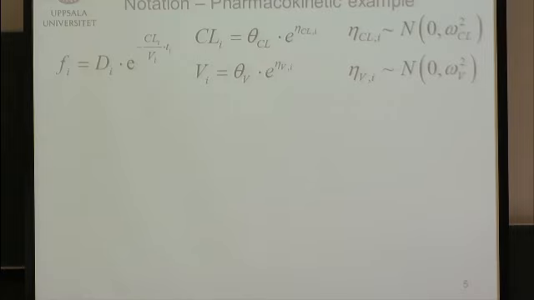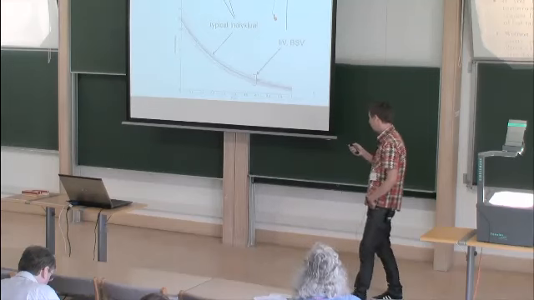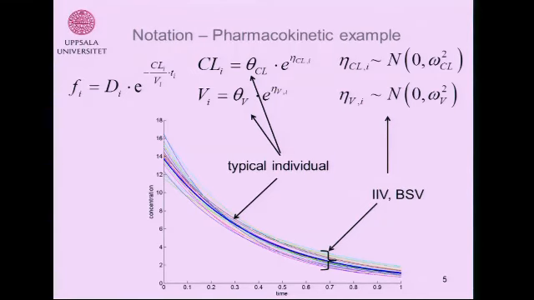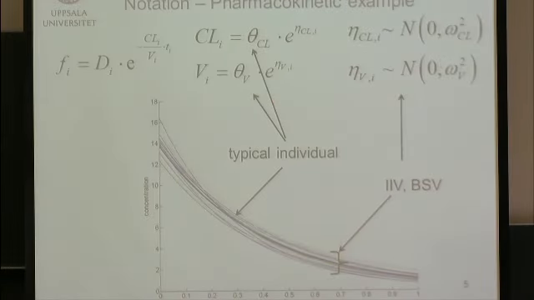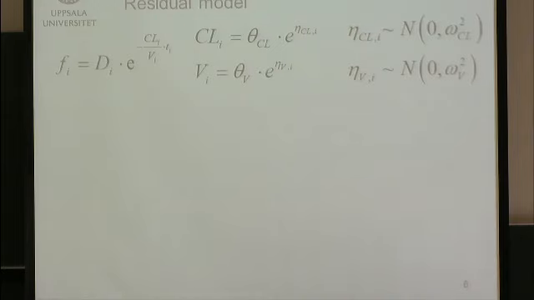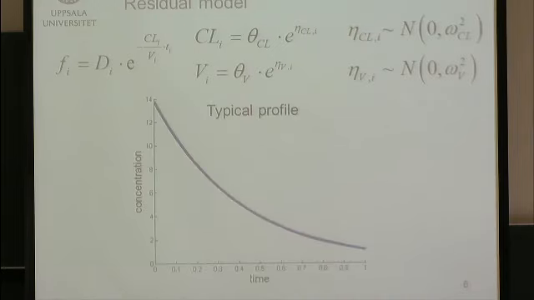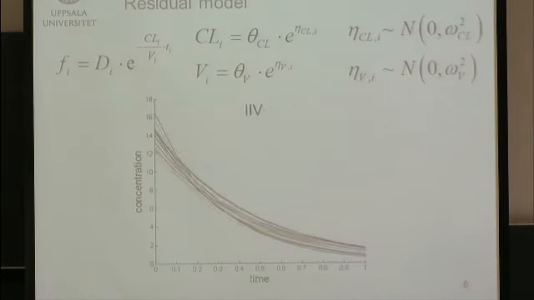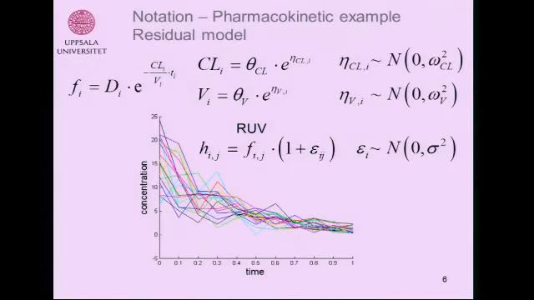Of course, this could be an additive term, proportional, or any term you think of. So we call this the typical individual parameter, and this is actually the blue line here, where this eta value is equal to 0. And we have some inter-individual or between-subject variability coming from these 2 variances. And finally, we have first the typical profile, inter-individual variability, and then we have some residual unexplained variability. So RUV is what I will call it.